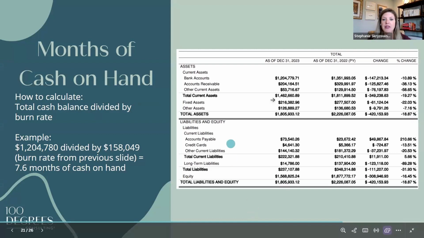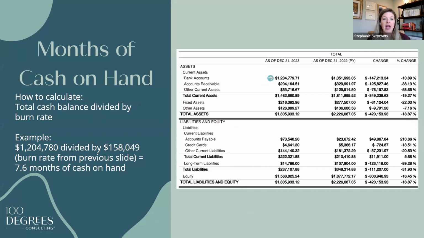So to calculate this, we are taking from the balance sheet our total cash balance of 1.2 million, and we are dividing it by our burn rate that we calculated before, or our average monthly expenses. Remember, we saw that that was 158,000. So we're taking our total bank balance of 1.2 million divided by 158,000. This organization at this moment in time has 7.6 months of cash on hand. That's a pretty good position to be in. The average nonprofit in the US has less than 2 months of cash on hand.